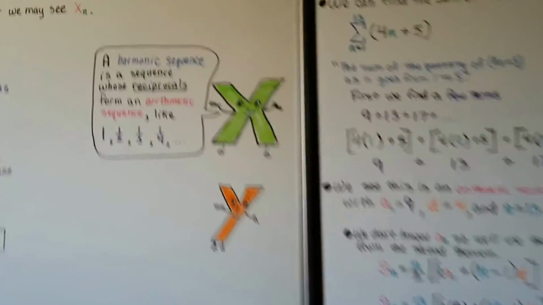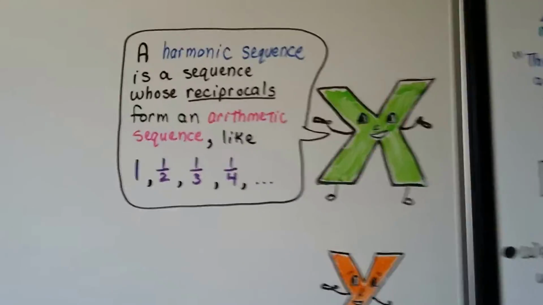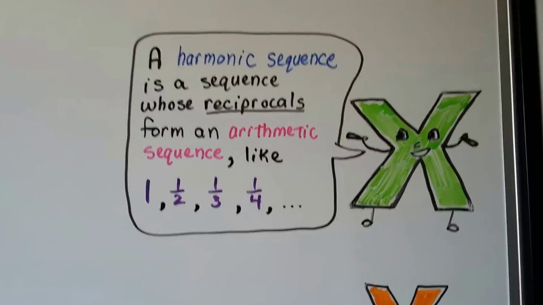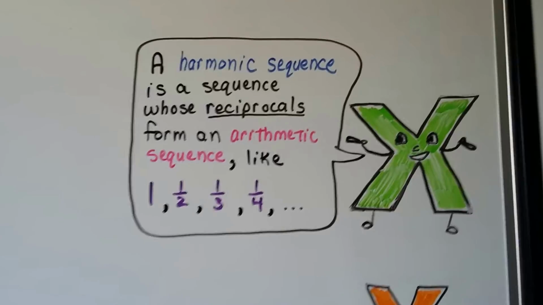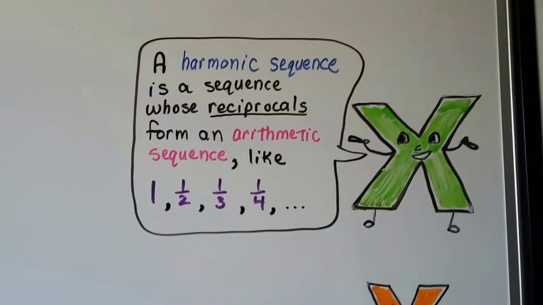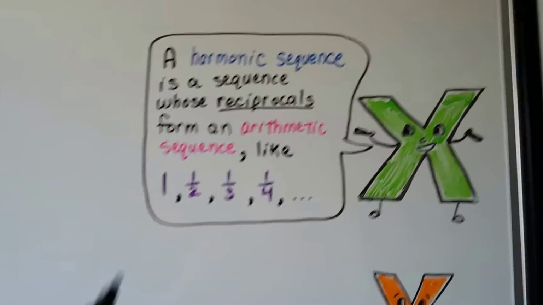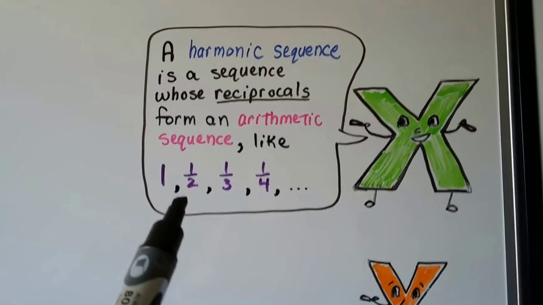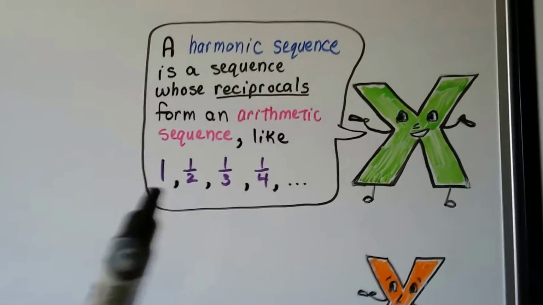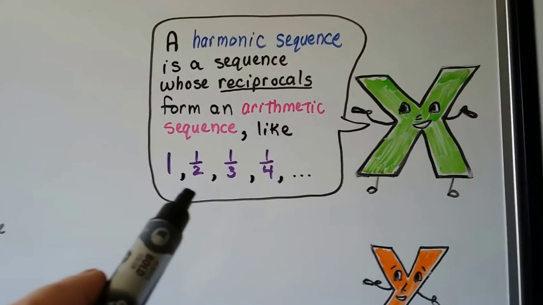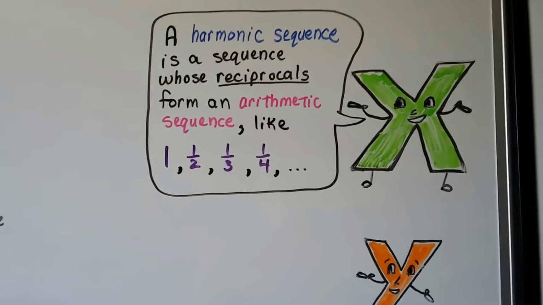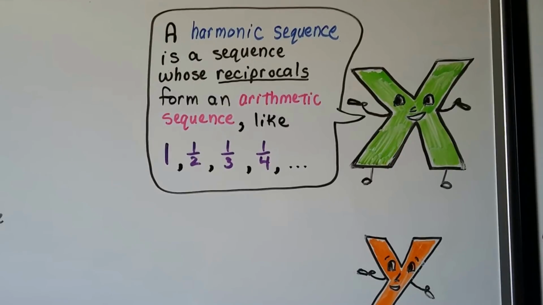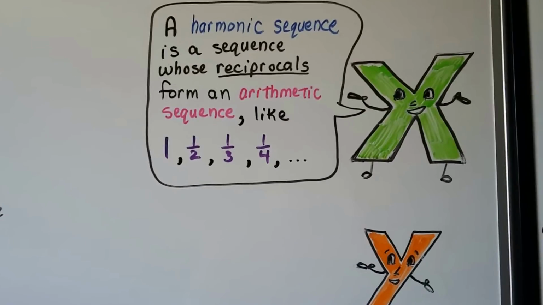All right, one last thing. This is actually brought up in calculus, but it was in the book, so I thought I'd mention it. A harmonic sequence is a sequence whose reciprocals form an arithmetic sequence. So it'd be like 1, a half, a third, a fourth. If we flipped these around, we'd have 1, 2, 3, 4. Do you see that? We'd have 2 over 1, 3 over 1, 4 over 1. See that? So that's a harmonic sequence, okay?